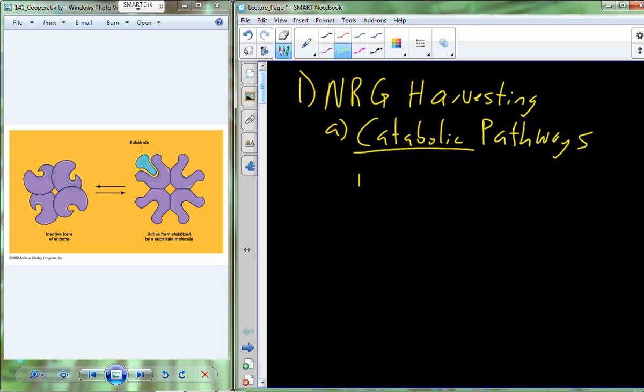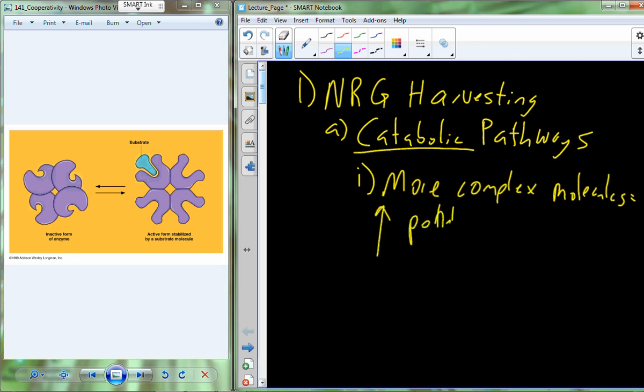So in a catabolic pathway, the general flow is going to be to go from more complex molecules that have a much higher potential energy. So why would more complex molecules have a higher potential energy? I'll give you an example of a complex molecule, glucose, which is C6H12O6. Why is there more potential energy in that molecule? I have more chemical bonds, more electrons shared in a variety of different energy shells. And so we have a lot of potential energy held up inside of that molecule.